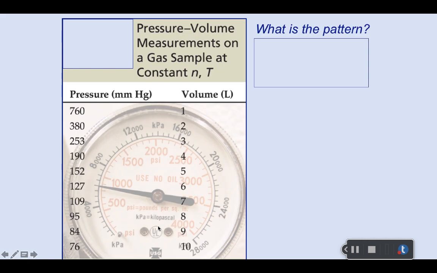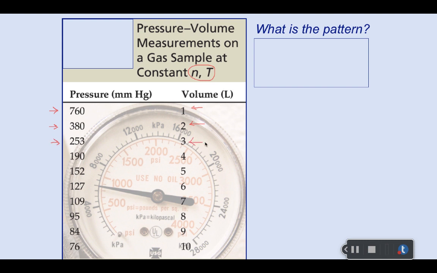All right, let's look at an example that has pressure and volume measurements on a particular gas sample at a constant temperature and number of moles. That's what n and T are. So if you look at the first one, we have 760 and 1, and then we have 380, which is half as much, and 2, and then we go down even more, and 3.